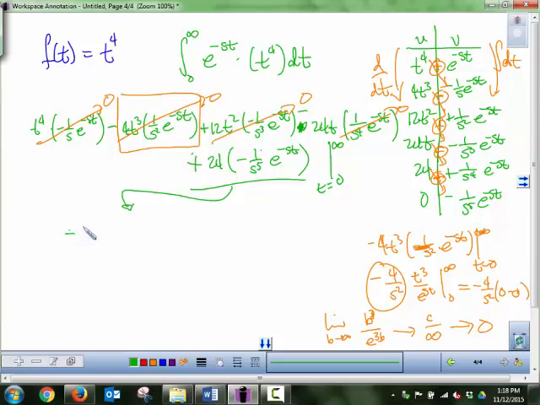So let me rewrite it as negative 24 over s to the fifth. Let me just write e to the negative st here, going from 0 to infinity. That's going to equal, if you put infinity in here, this is going to get closer and closer to 0. E to the negative infinity goes to 0. So the first part is going to be 0.